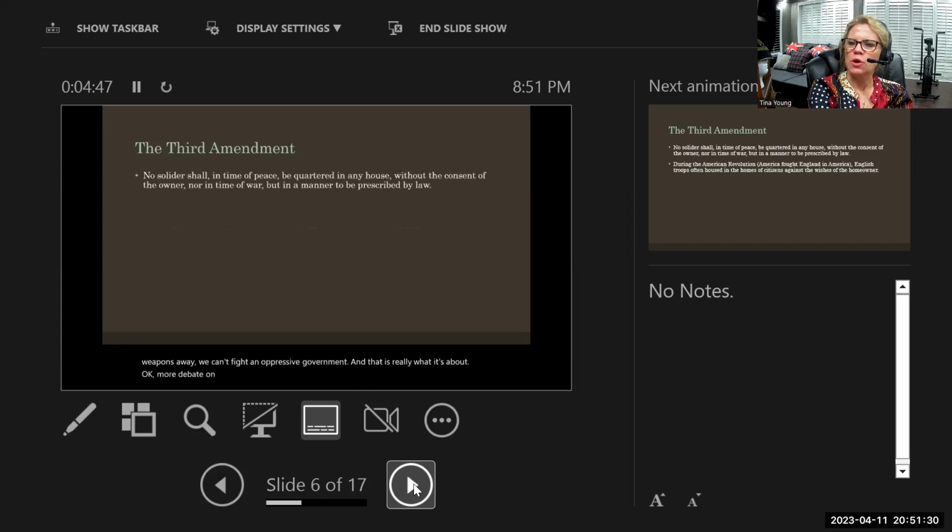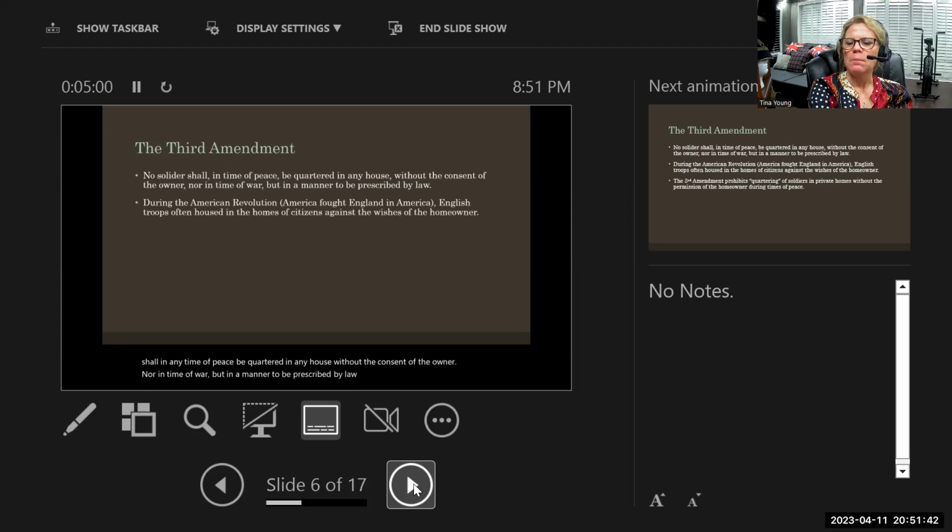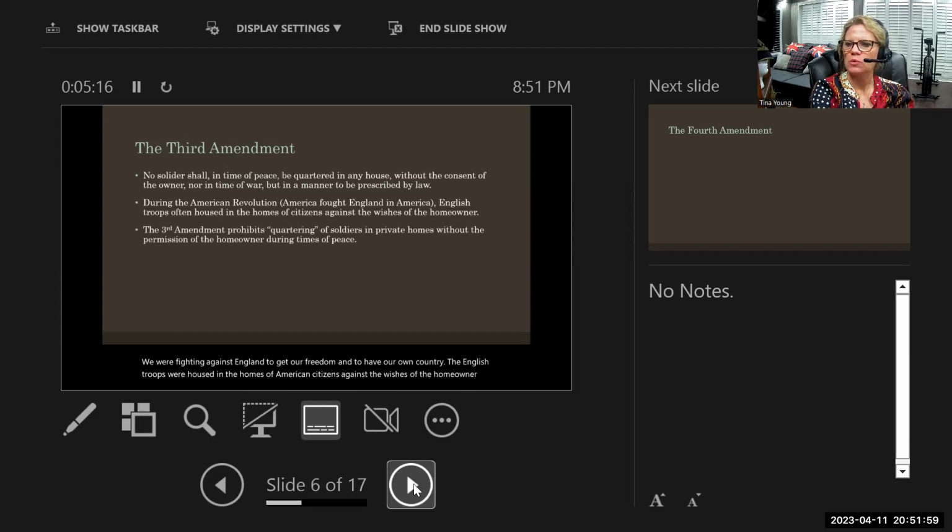The Third Amendment: no soldiers, and there's a typo there, shall in any time of peace be quartered in any house without the consent of the owner, nor in time of war, but in a manner to be prescribed by law. So back to the American Revolutionary War, where we were fighting against England to get our freedom and to have our own country. The English troops were housed in the homes of American citizens against the wishes of the homeowner. So that's how this Third Amendment was established.